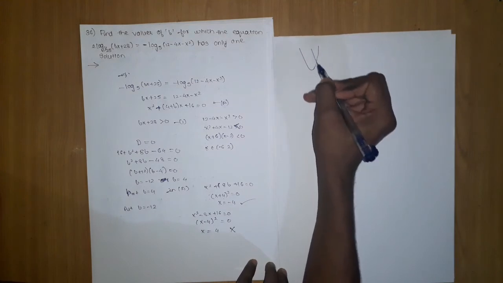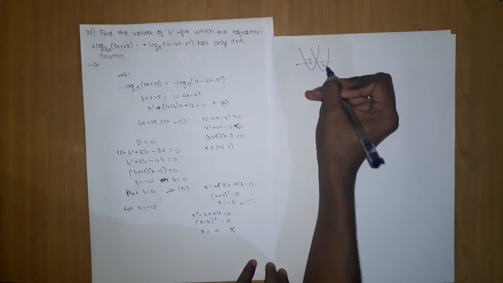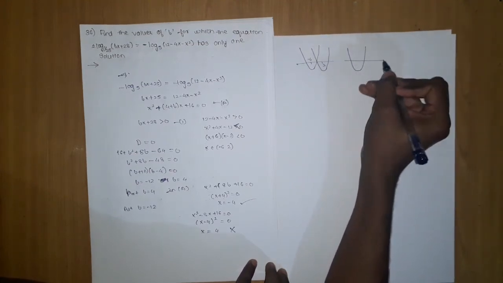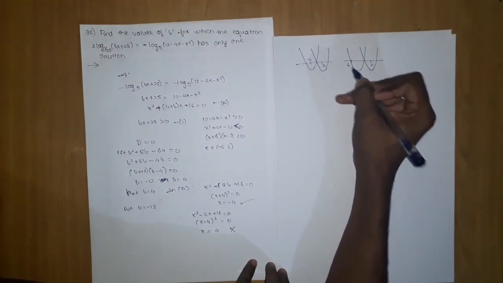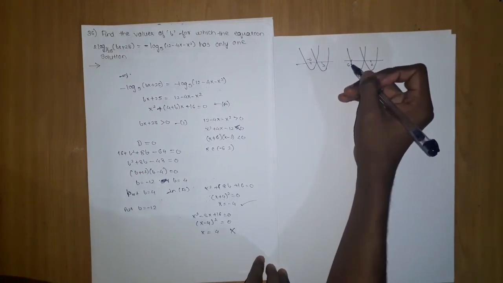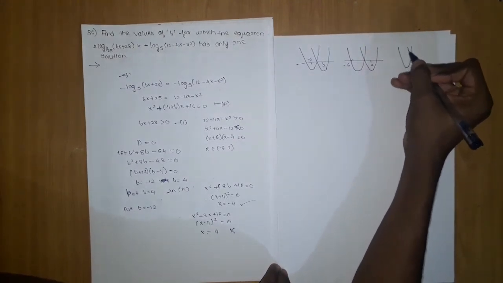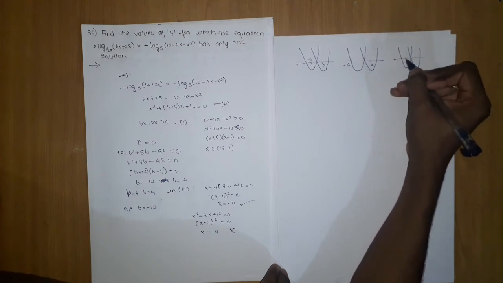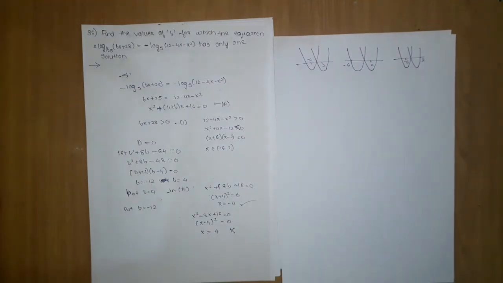For one solution to exist, either they can lie from minus 6 to 2 in this way, or one is placed here and another is placed here. So f of 6 is equal to 0, or the third condition can exist like this, that minus 6 lies here and 2 lies here. So f of minus 6 equal to 0 can also satisfy the condition.